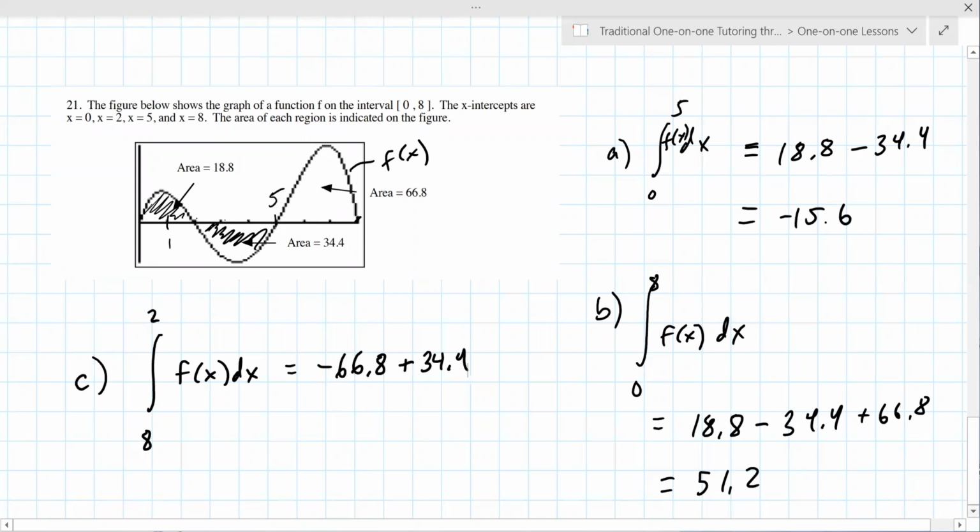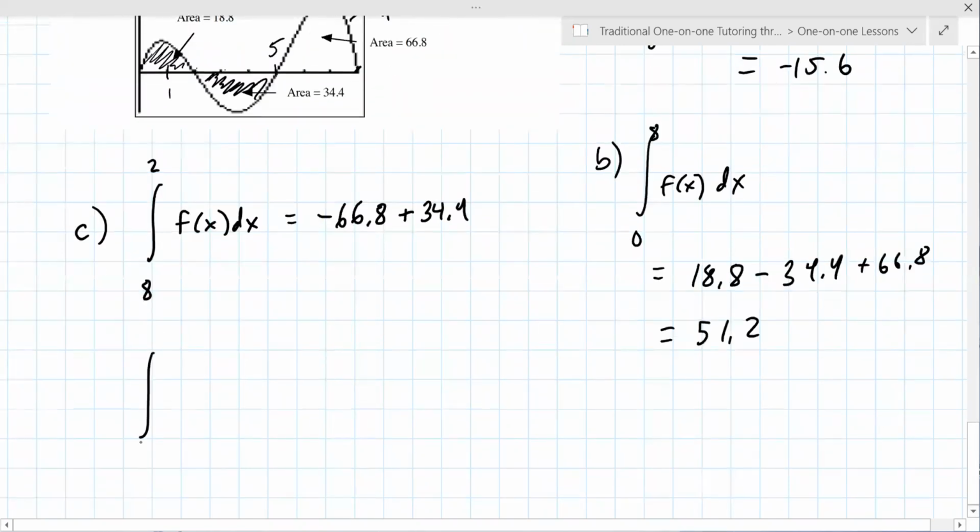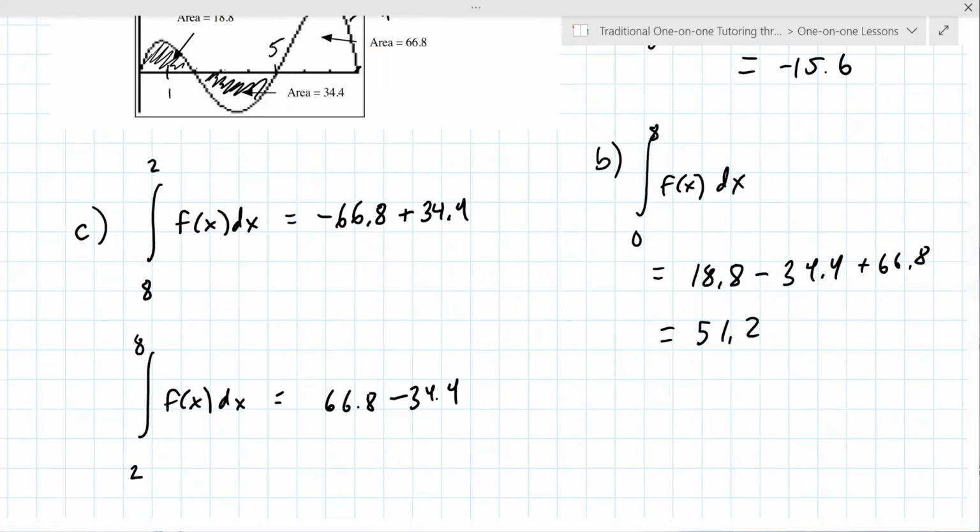So let me actually write that below here so you can see the difference. If it were 2 to 8, f of x dx, it would be 66.8 minus 34.4. Okay, that makes sense. But because it's flipped, you have to flip everything. Now, if this were multiple choice, you would see both answers potentially. Like I would, just because that's all you're testing: do you understand this?